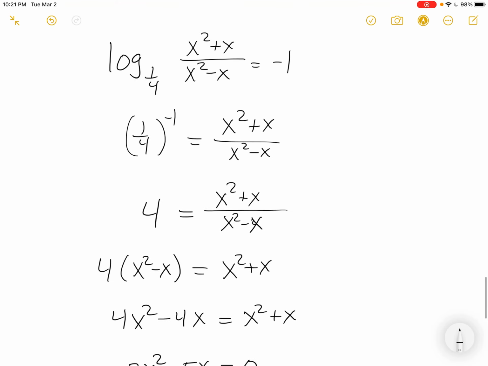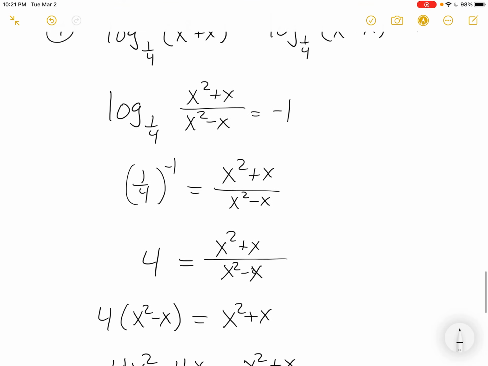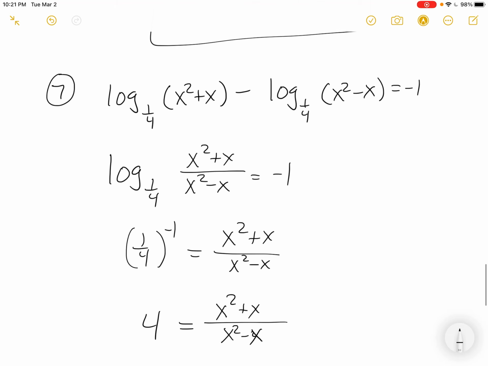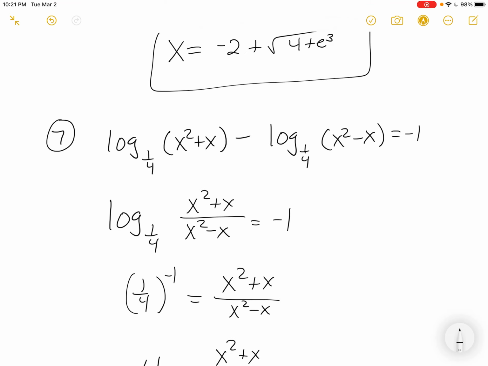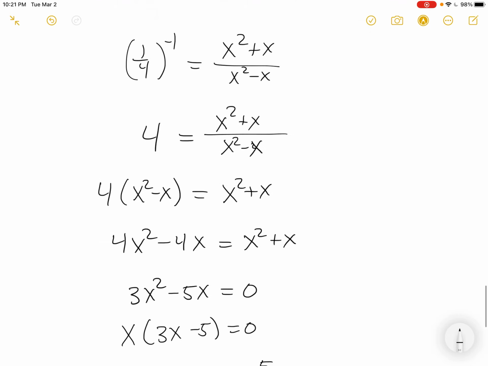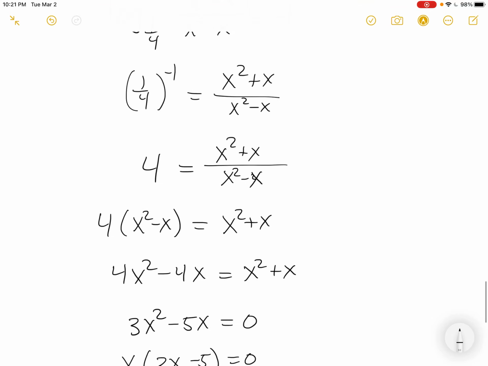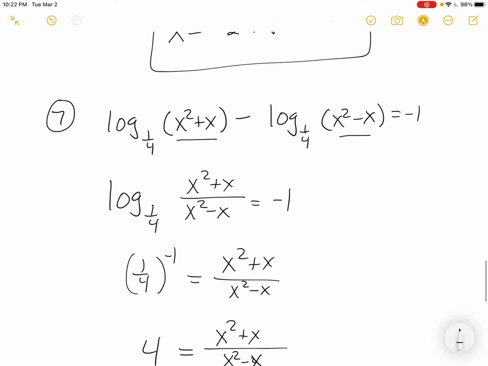Now, which ones can we keep? Don't know. Obviously, we can't keep the 0. If we go back to the original equation, which is right up here, 0 is going to be a problem. 0 will not work for these because we cannot take log of 0, and that's what that's going to be. So the 0 is out. How about the 5/3? Will that be a keeper? 5/3 squared plus 5/3, that's positive. 5/3 squared minus 5/3, let's check that out.